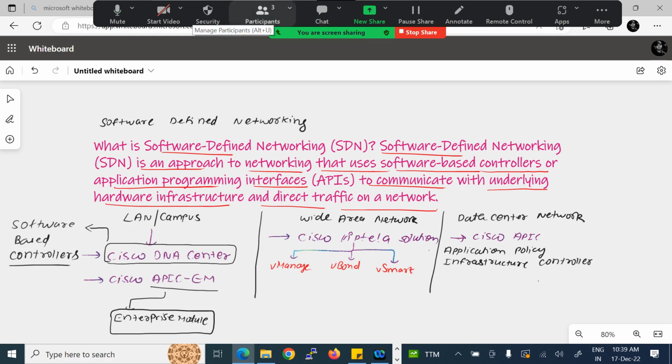See, Epic was designed for automation of data center networks. All right. But what Cisco did, Cisco said, okay, if you want to automate your local area network as well, you can use Epic. But for that, you require the enterprise module Epic. Enterprise module, yeah.